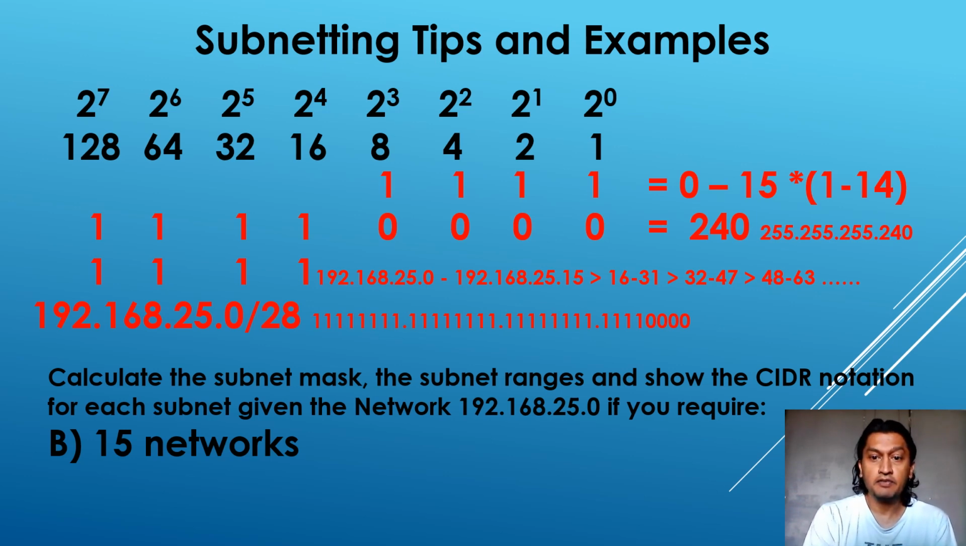How do I know I go up to 15? Because the start of the next subnet is 16, right? So 0 plus 16 is 16. That gives you the start of the next subnet. The start of the next subnet from there is an addition of 16 again, which gives you 32, which means the next subnet goes up to 31. So 16 to 31. Then I add 16 again.